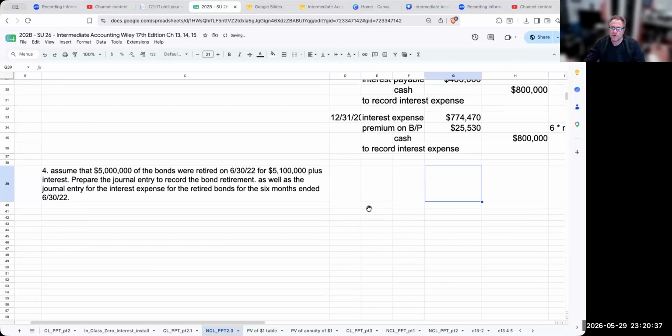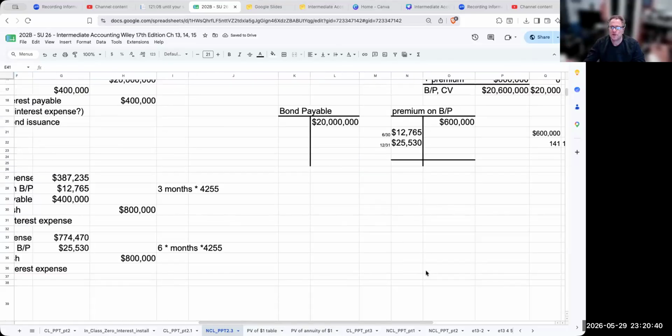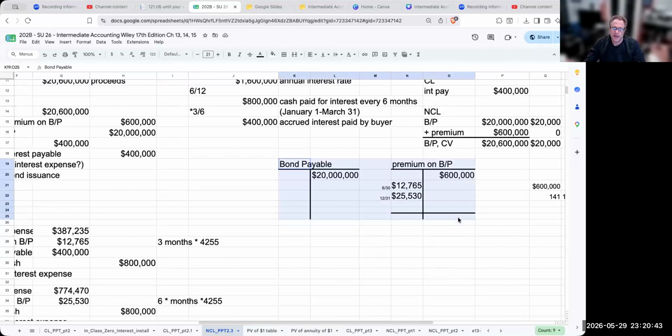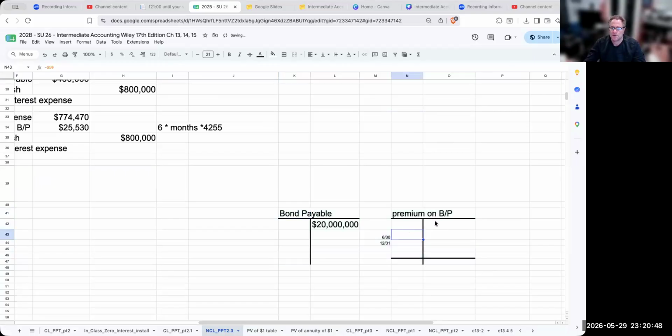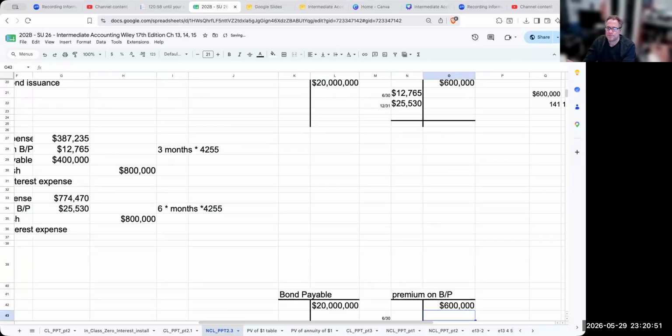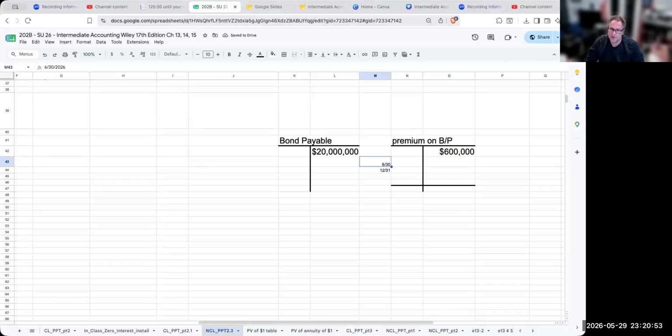Okay. So before we get to this part here, what I want to do first is get this premium up to date, right? So essentially what's happening, we'll call this 6/30/20, 12/31/20. We'll now do 6/30/21. I'm going to go make some more room. Okay, so we've got 12/31/21, and then we've got 6/30/22.